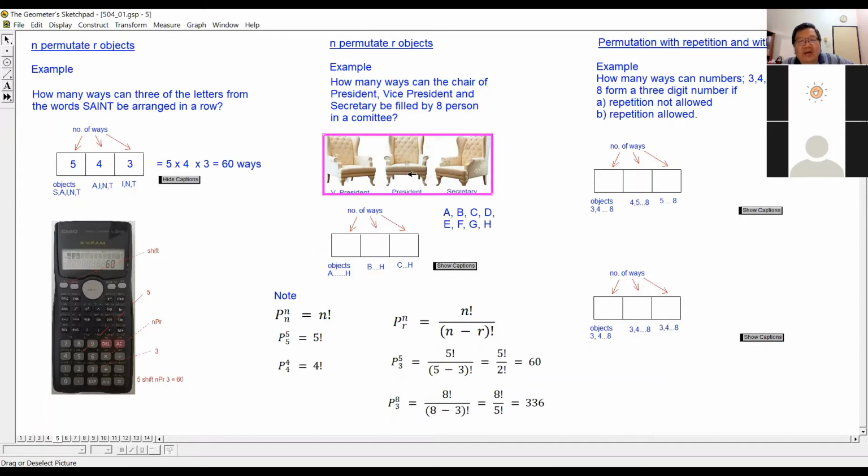The seat, you want to be seated as the president at the center, vice president at the side, secretary on the other side. So actually there are three places. Okay, the first place. How many ways can you fill up the first place?